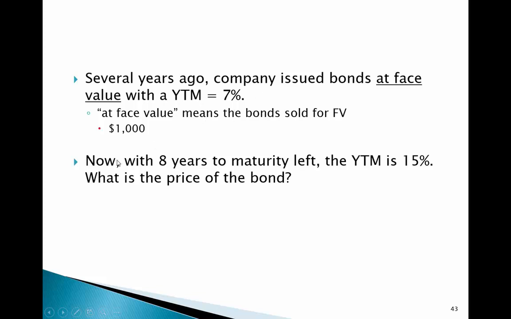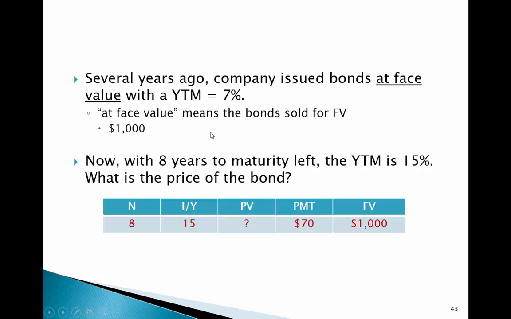All right? So now the bond has 8 years of maturity left. The yield to maturity is 15%. What's the price of the bond? Well, if I know the coupon rate, then I can solve this. Right? And I know the coupon rate is 7%. So there we go. The coupon payment will be 70. N is 8, I is 15. It's easy to solve for that price. $641.01. Okay.